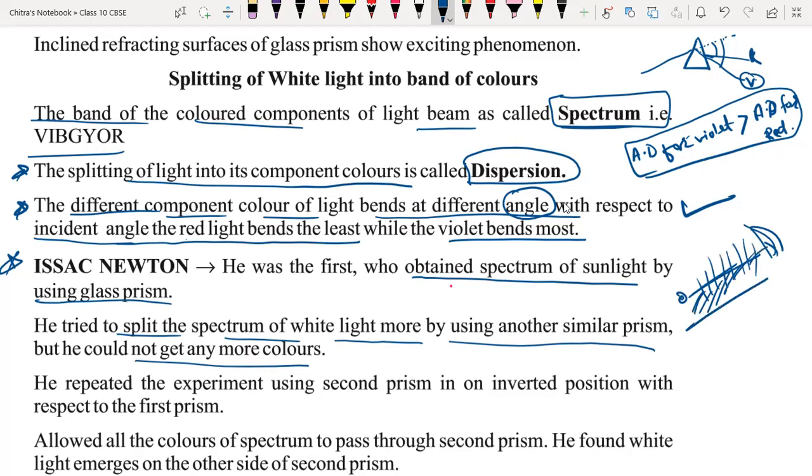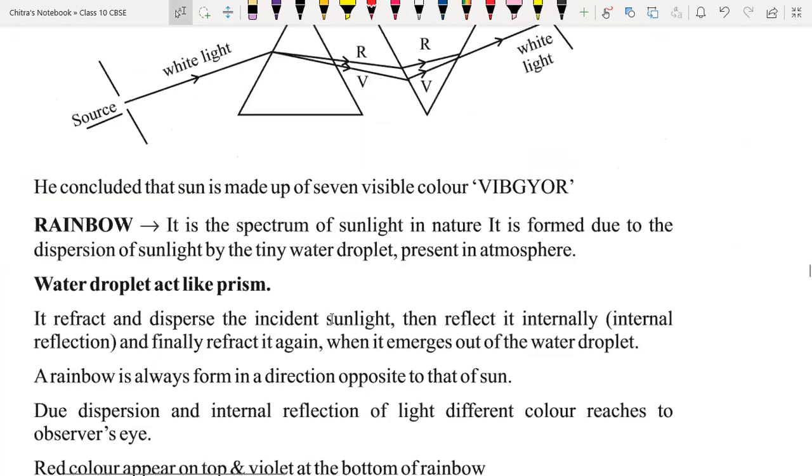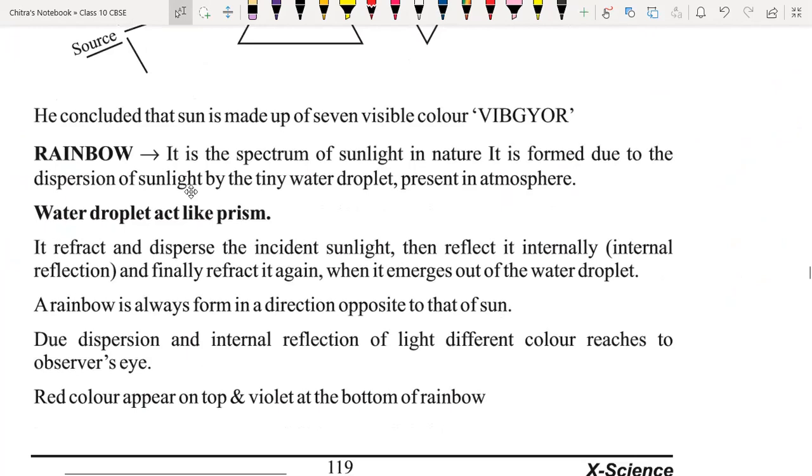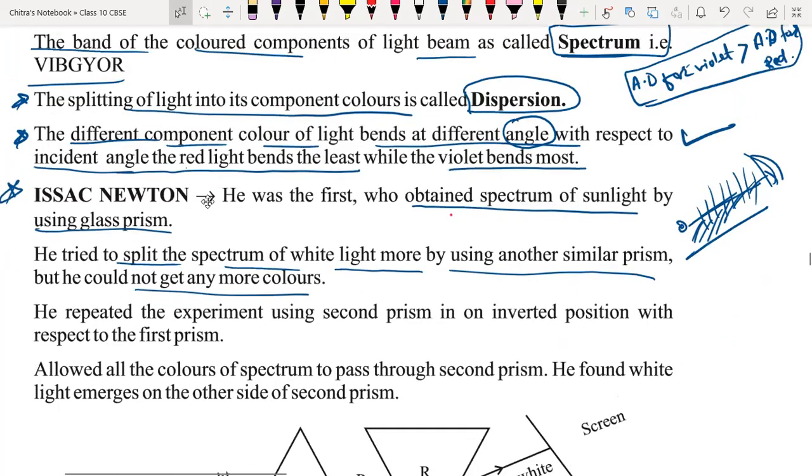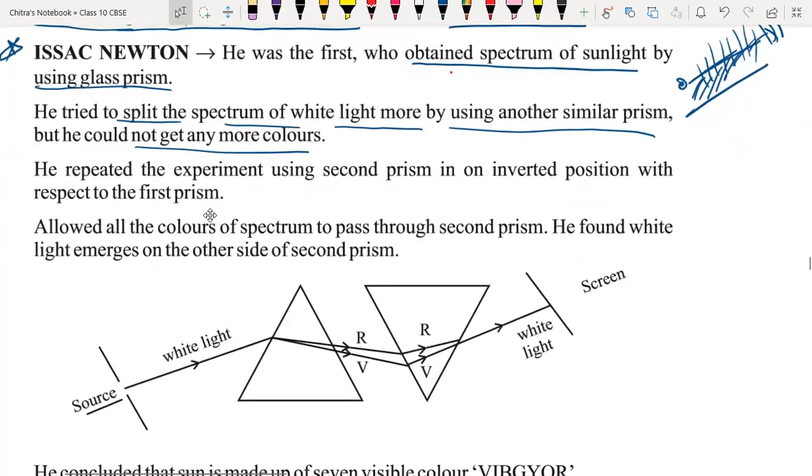Sir, can you explain internal refraction once? We will discuss that, don't worry. In the rainbow part also, don't worry, we will discuss that. Sir, I have a doubt. We know that light always travels in a straight line. So when we see a rainbow, even that is refraction, so why is it a curve? Okay, we will discuss that in the rainbow part.